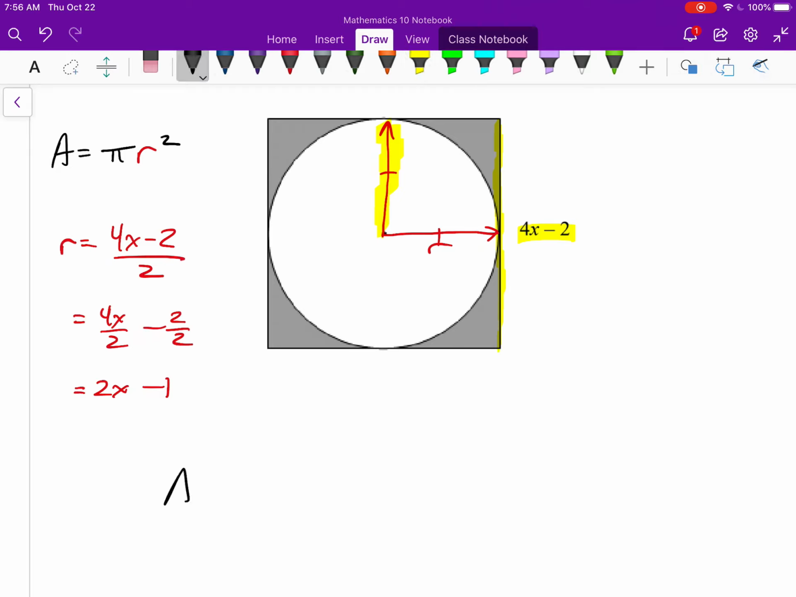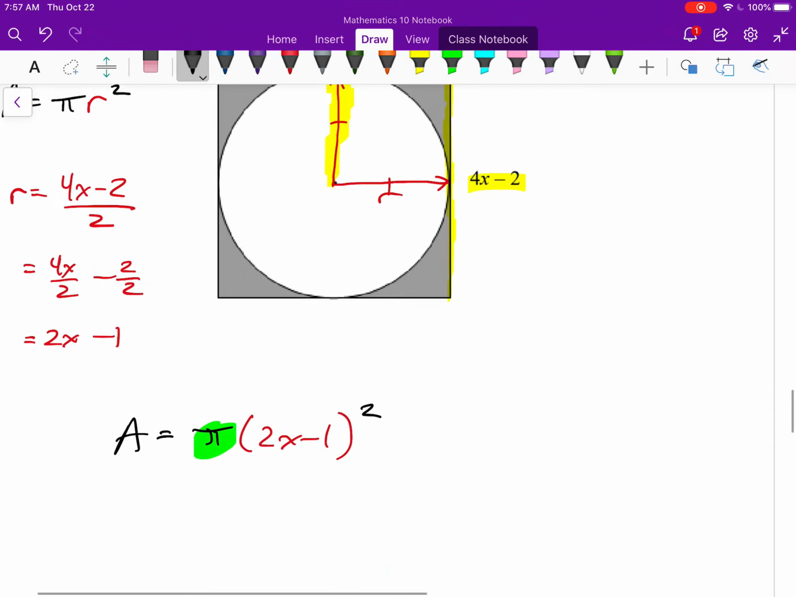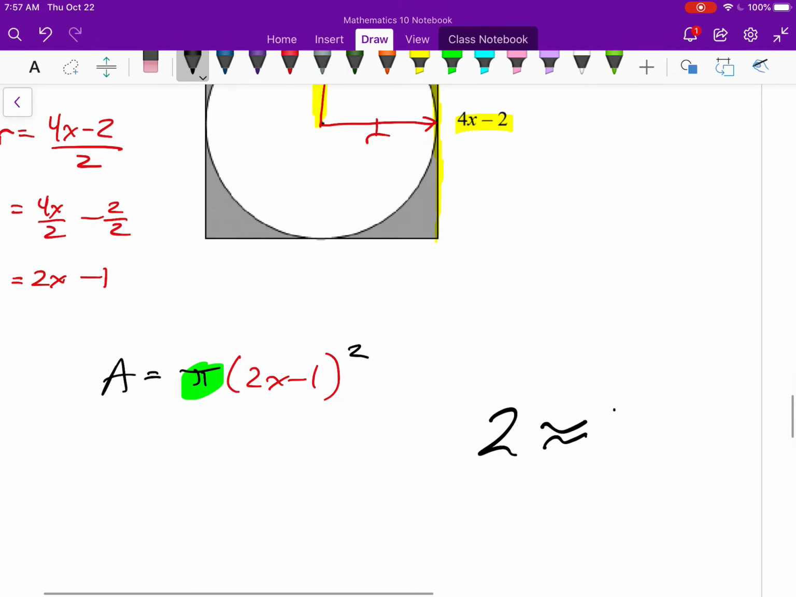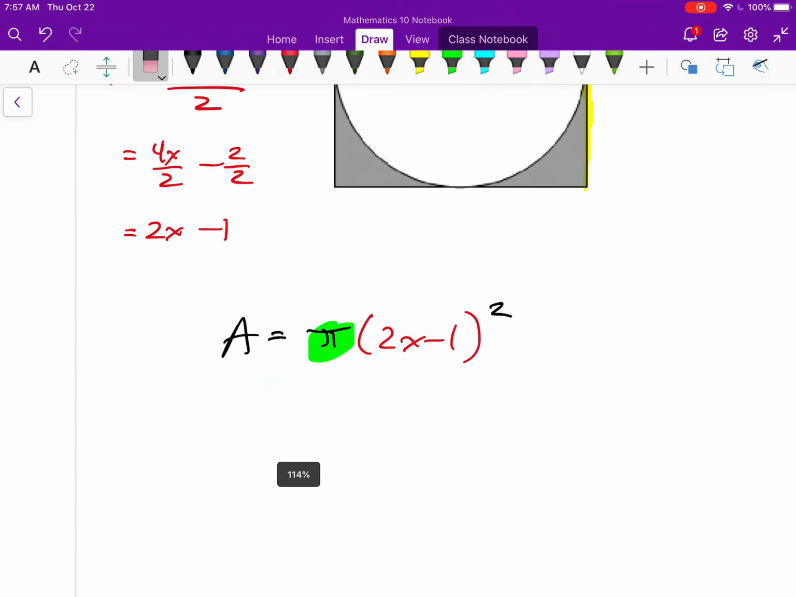So now, therefore, the area of this circle is going to be pi times 2x minus 1, I'll write that in red, actually, all squared. Now, if you're tempted to change pi to 3.14, please don't, because then it's no longer exact. Pi is exactly pi. It's approximately 3.14, but it's pi. Just like 2 is approximately 1.99, but it's exactly 2. It's close to 1.99, but it's not. It's 2. And so be exact with pi. Leave it as pi. If you decimalize it, you're not making it exact. And it's honestly more work for no benefit.